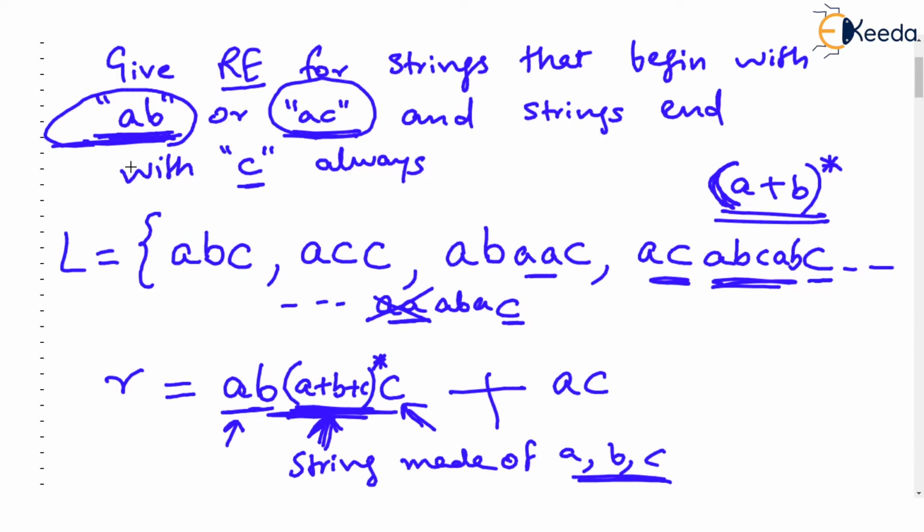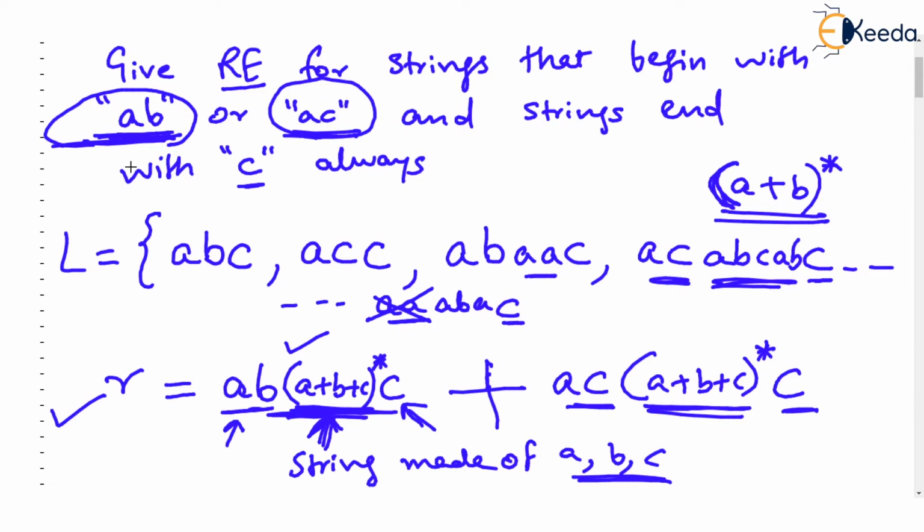So we have used or. You either accept these strings or this which begins with AC, but then last letter has to be C as given in the question. But what can be there in between here? Any combination of A, B, or C. That means we will say A plus B plus C star. So this becomes the regular expression for the given problem.